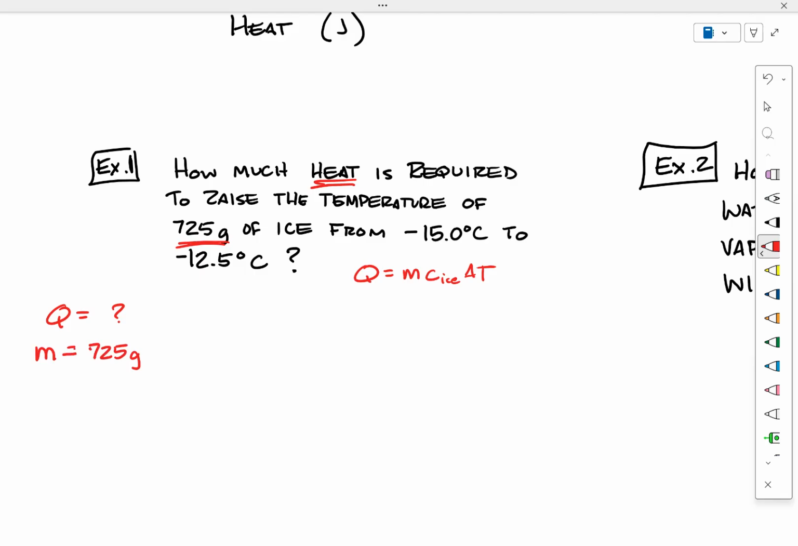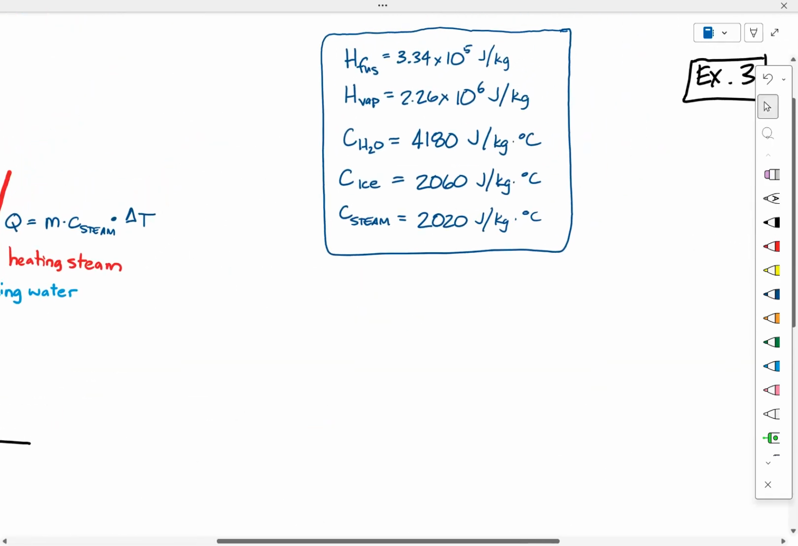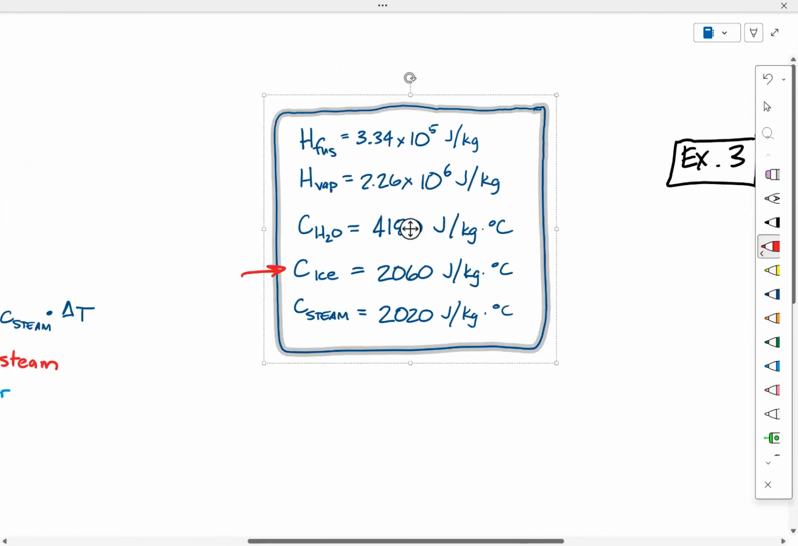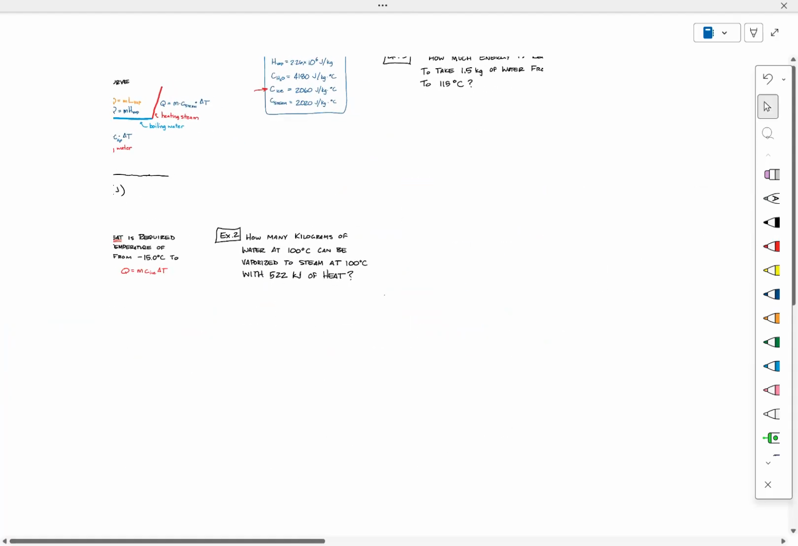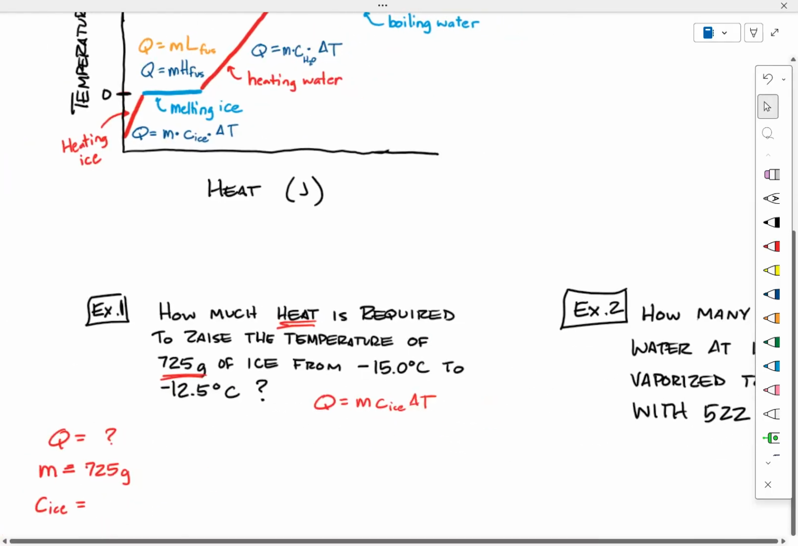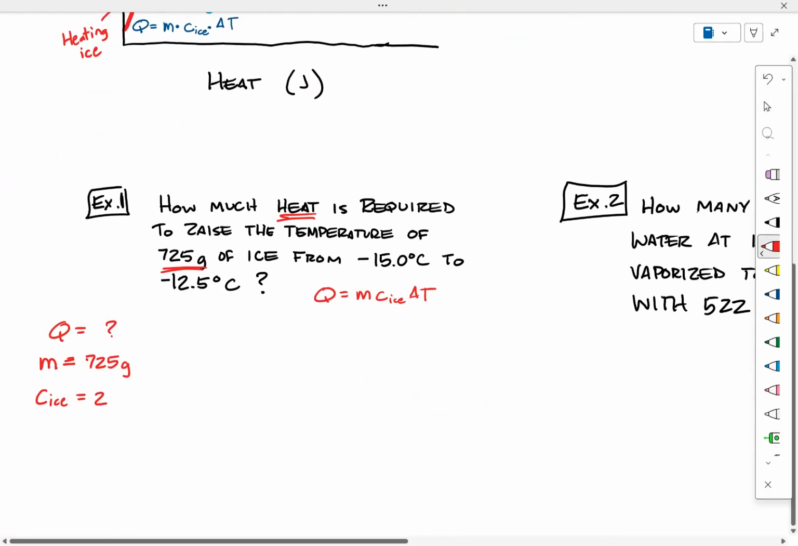Now, you'll notice when we solve these problems in physics, we often work them in kilograms. In fact, the specific heat for ice, the constant, if I look that up over here, the specific heat of ice was given as 2060. That's joules per kilogram degrees Celsius. All right, so joules, 2060 joules per kilogram.